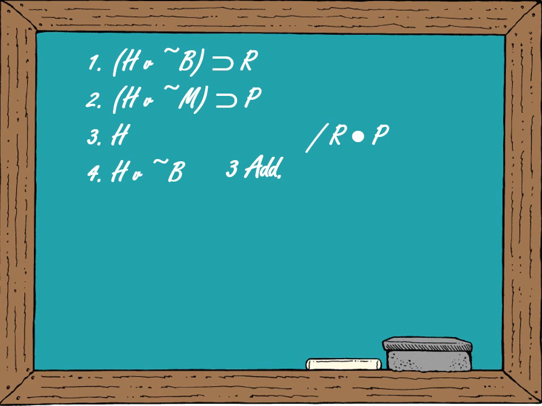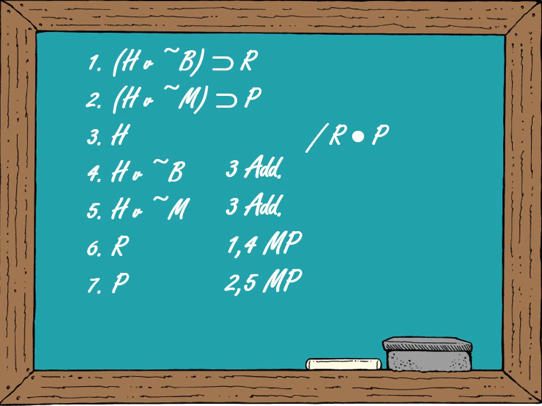So I'll just introduce what I need to affirm the antecedent of premise 1, and I'll introduce what I need to affirm the antecedent of premise 2. Addition will give me both of those straight out of premise 3. Once I have those, I get R and P by modus ponens. Now we'll use our conjunction rule. It's a pretty simple proof, isn't it?